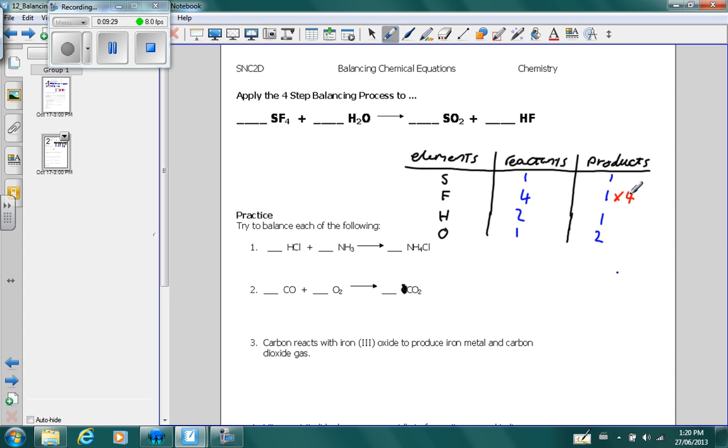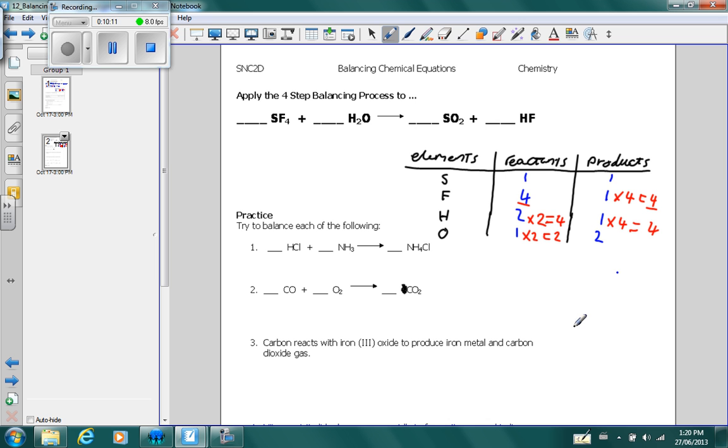Now because I've multiplied this by 4 here, and the fluorine is connected to the hydrogen in the molecule, I now need to multiply this by 4. So that equals 4, which makes me balanced. This equals 4, which makes me unbalanced. So I have to multiply this by 2 to equal my 4 and create that balancing. If I look at my oxygen, because I've multiplied my hydrogen here by 2, the hydrogen is connected to the oxygen in the water molecule. I also have to multiply my oxygen here by 2, which equals 2.